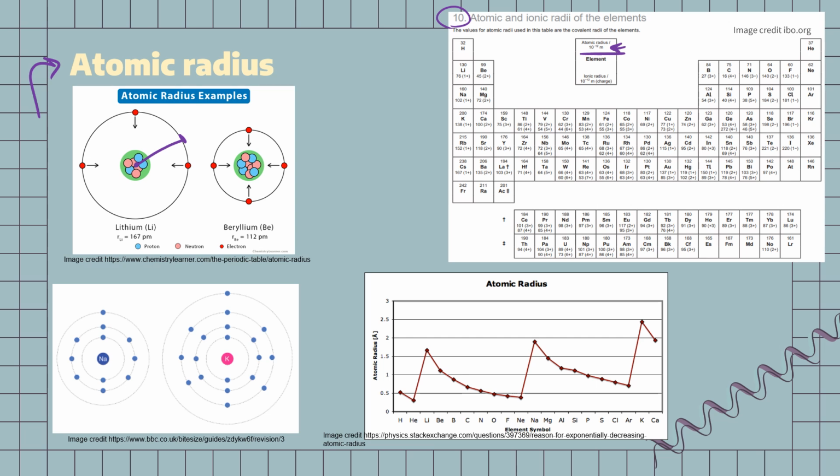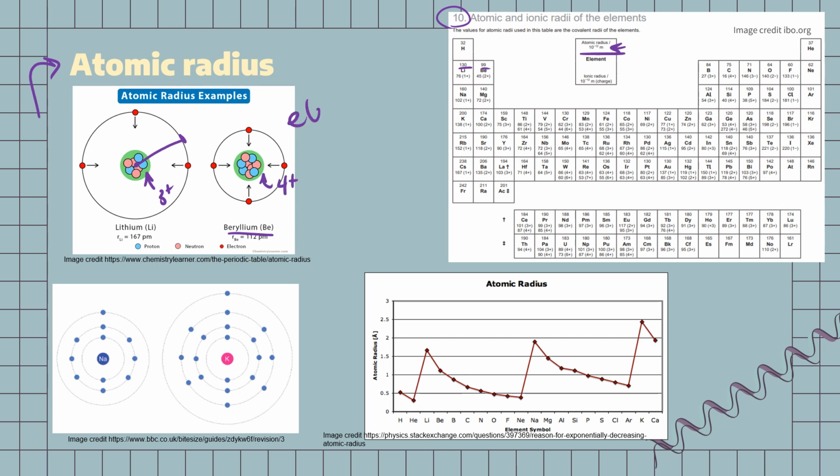Here's a weird thing. Notice that lithium is 130 picometers big, and then beryllium is only 99. What madness is that? Beryllium has more protons and more electrons than does lithium. Shouldn't beryllium be bigger? No, beryllium is smaller. Beryllium is smaller because it has more protons. Lithium only has 3 protons, whereas beryllium has 4.